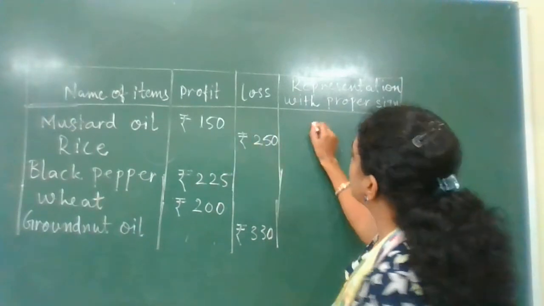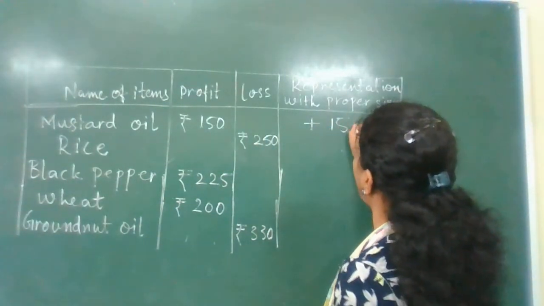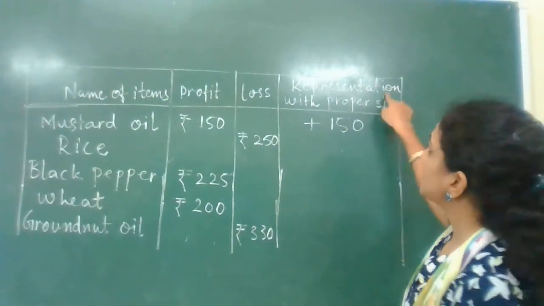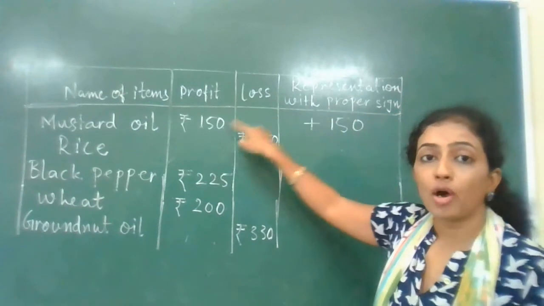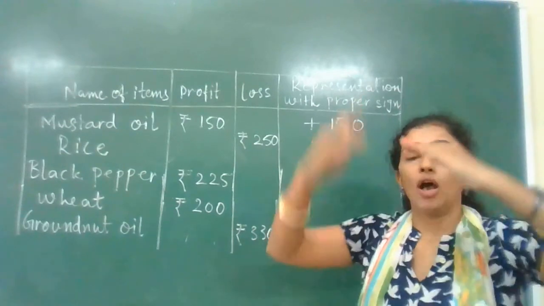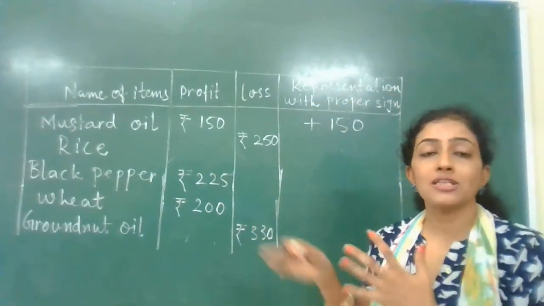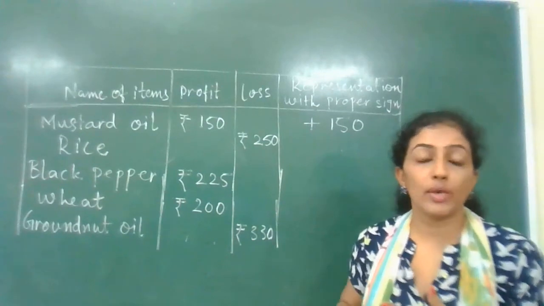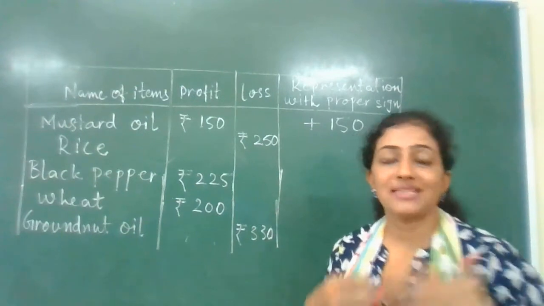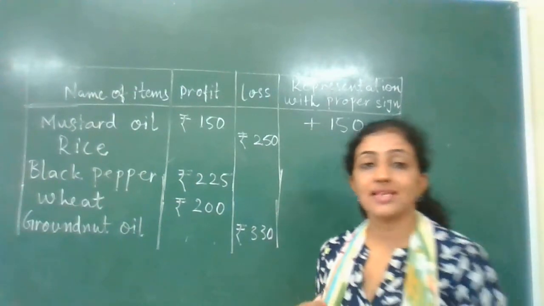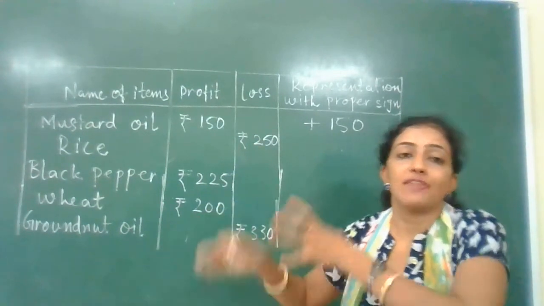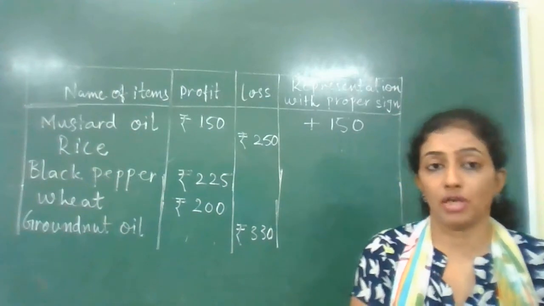So profit means you can show it as plus 150, a representation with the proper sign. Profit we show with the plus sign because it is positive, because it is going up. And loss means we are losing something, something is going down. This going down and going up, I'm telling you just so that you can understand which thing is to be shown as positive integers and which as negative integers.